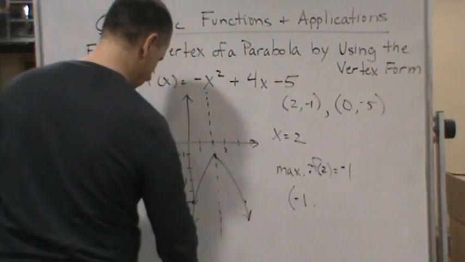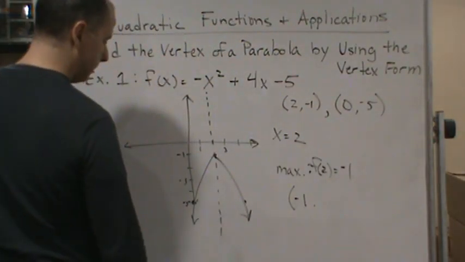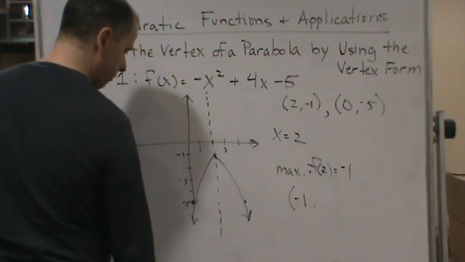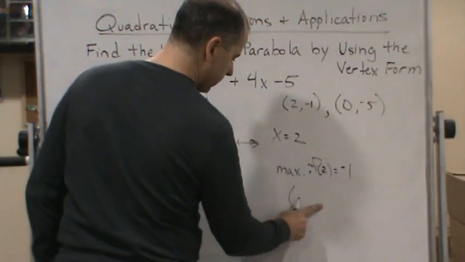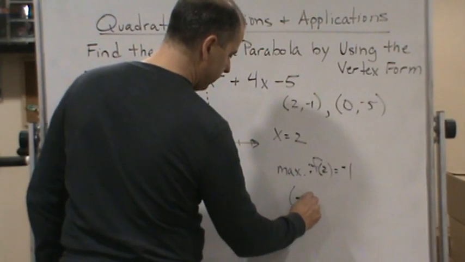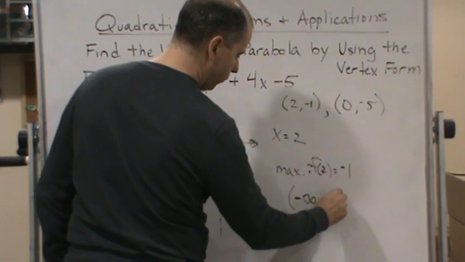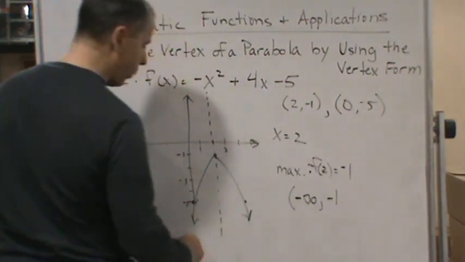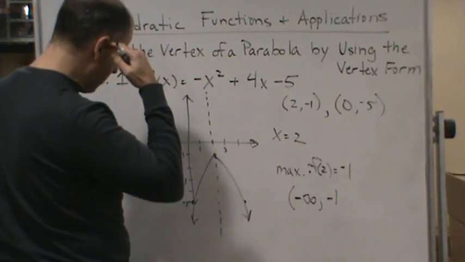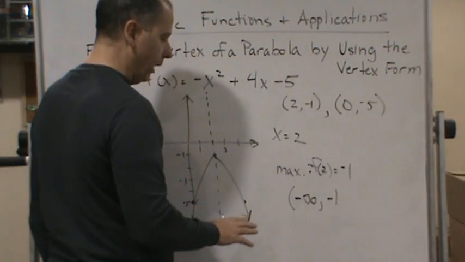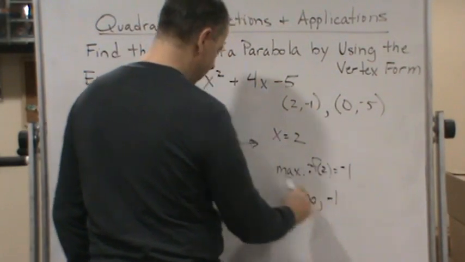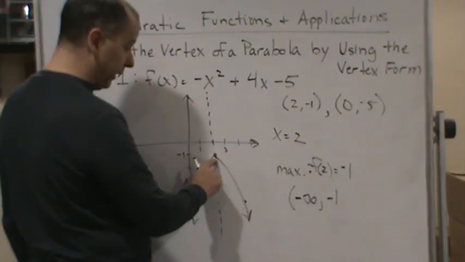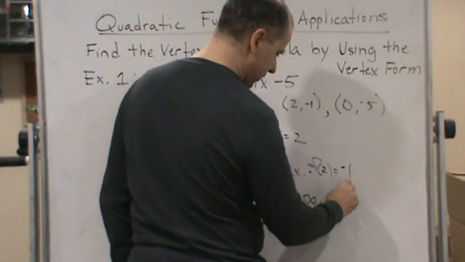So it's going to go from negative infinity to -1. And by the way, I might have made a mistake before. I think I put parentheses on this one. Remember, this is included, so the range should have a square bracket.